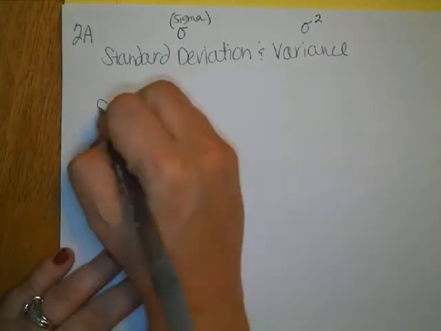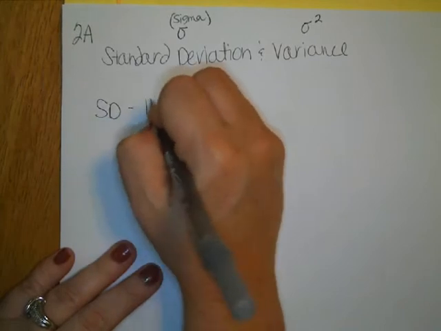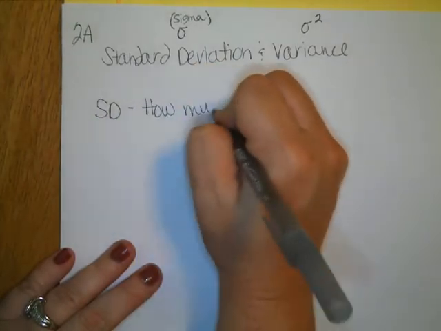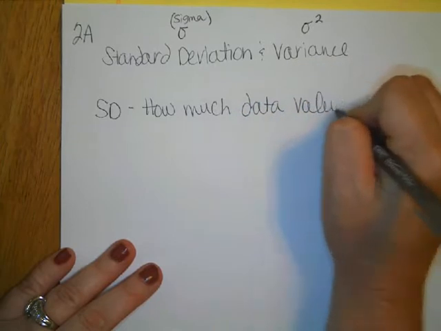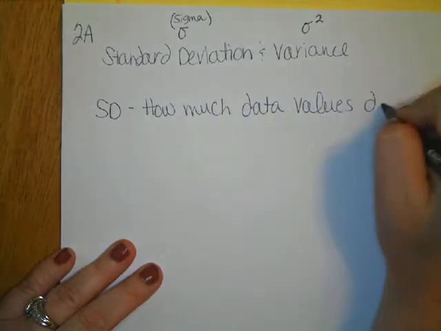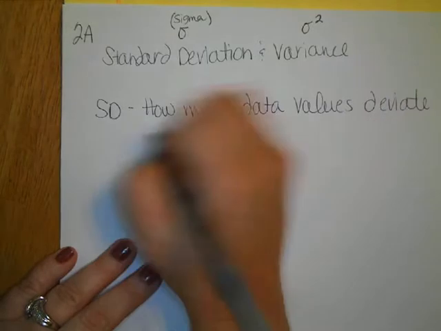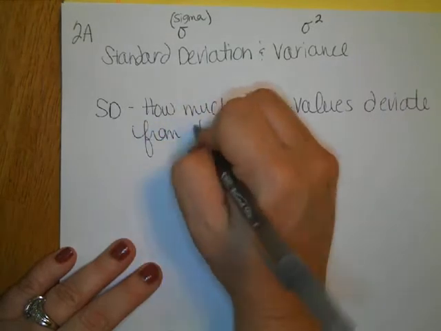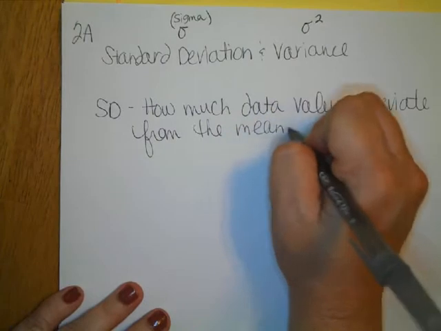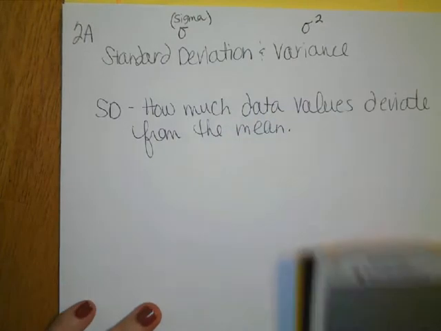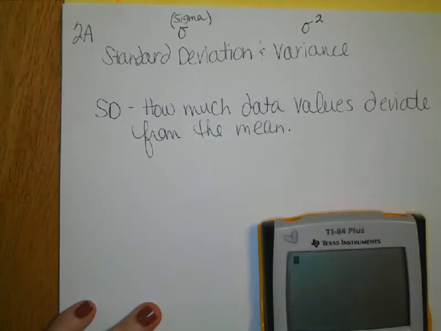Standard deviation is how much data values deviate from the mean. How far are they away from the mean? So let me show you how to do this on your calculator.